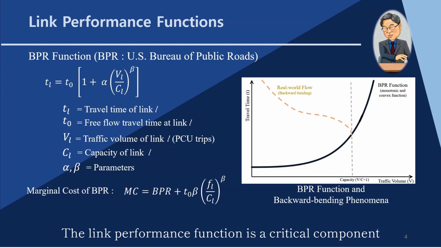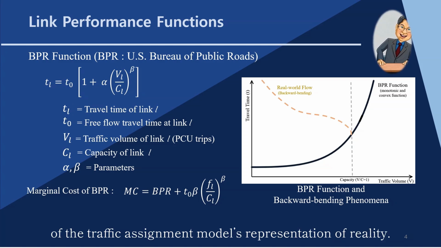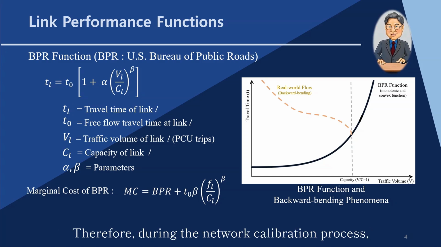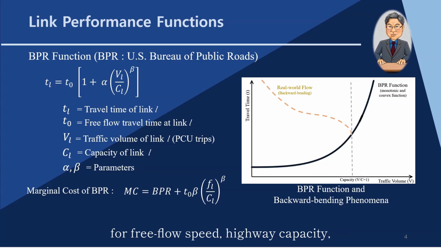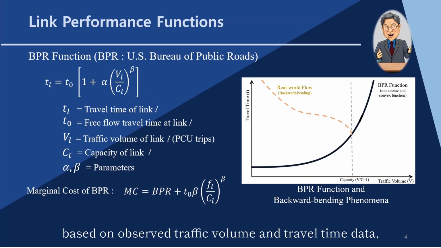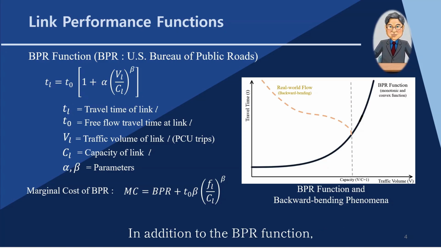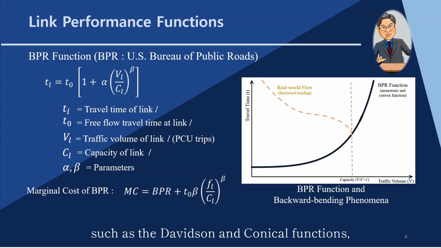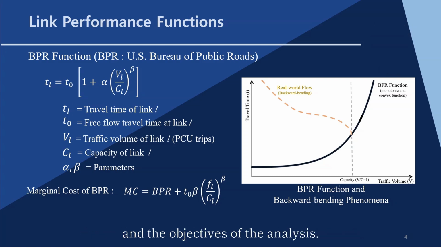The link performance function is a critical component that determines the predictive accuracy of the traffic assignment model's representation of reality. Therefore, during the network calibration process, it is essential to estimate appropriate values for free flow speed, highway capacity, and the alpha and beta parameters based on observed traffic volume and travel time data, accounting for highway functional classification and regional network characteristics. In addition to the BPR function, other link performance functions, such as the Davidson and conical functions, are also used in research and practice, depending on the characteristics of the network and the objectives of the analysis.